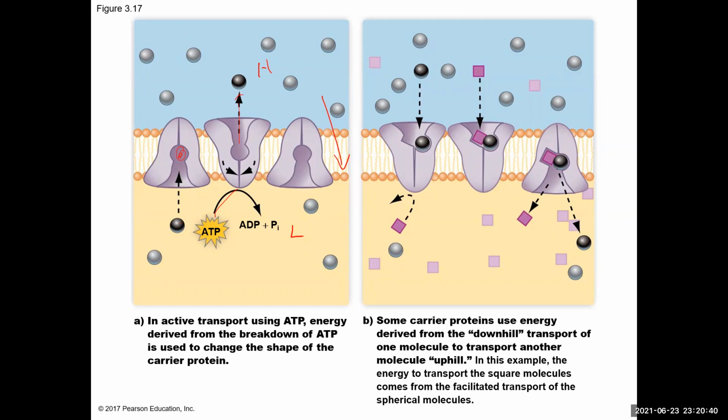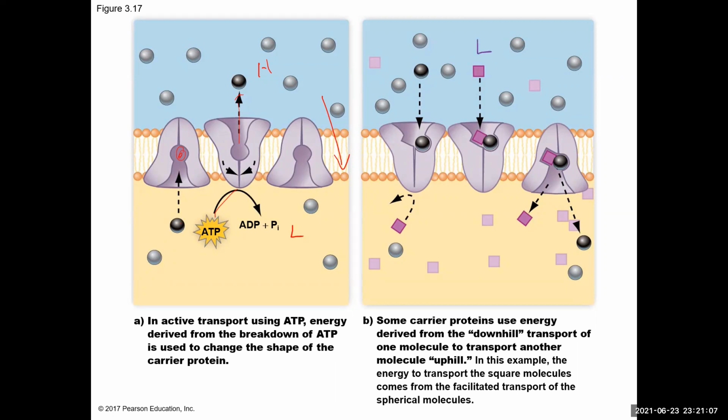Now, another way that molecules can move against their concentration gradient is through carrier proteins. So carrier proteins will use the energy of another molecule moving to move a molecule against its concentration gradient, right? So let's change the color on our pen here. Let's get the same color.